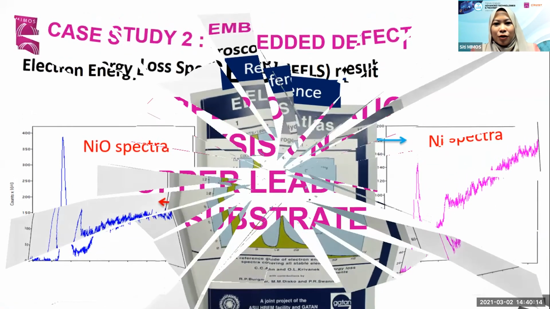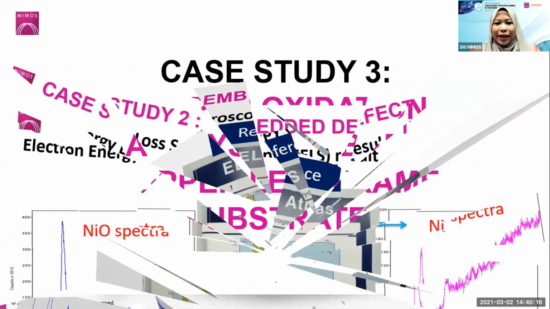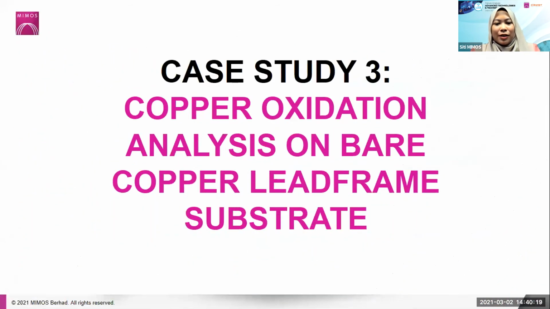Now we move on to case study number 3, which is copper oxidation analysis on a bare copper lead frame substrate.